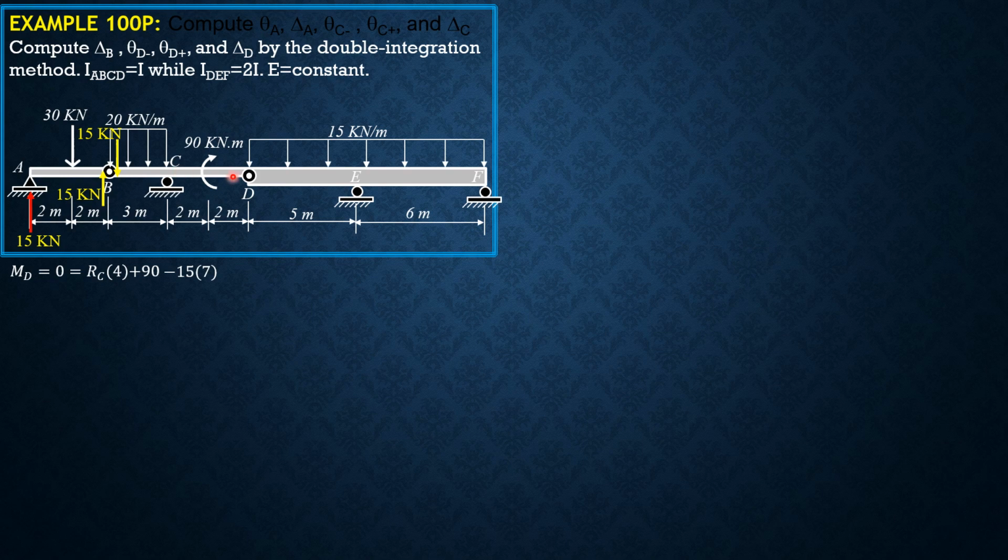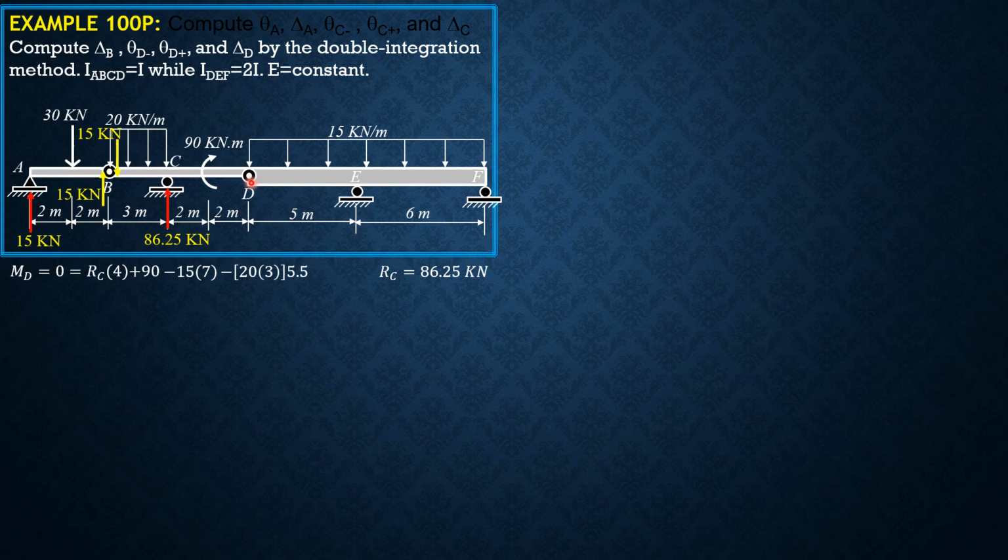1.5 plus 4 is 5.5. The moment arm is 5.5. So minus 20 times 3 times 5.5. So that's it. Solving for R sub C, R sub C is 86.25 kilonewtons as shown in the figure.